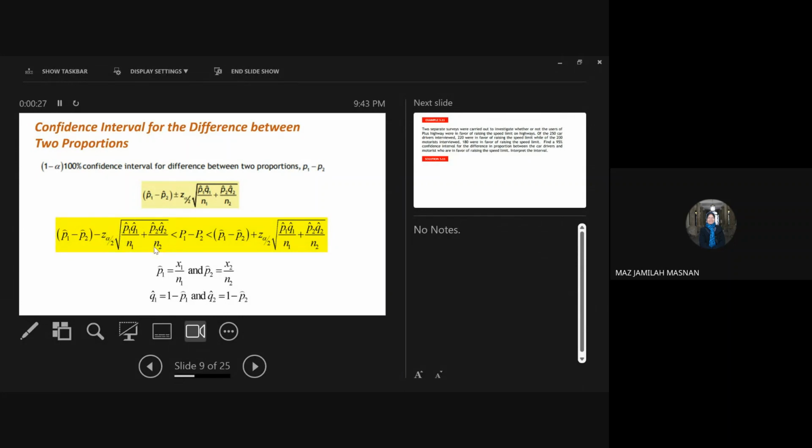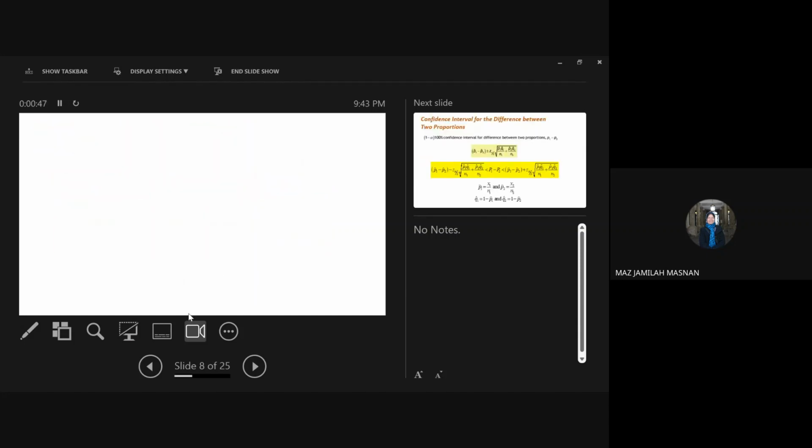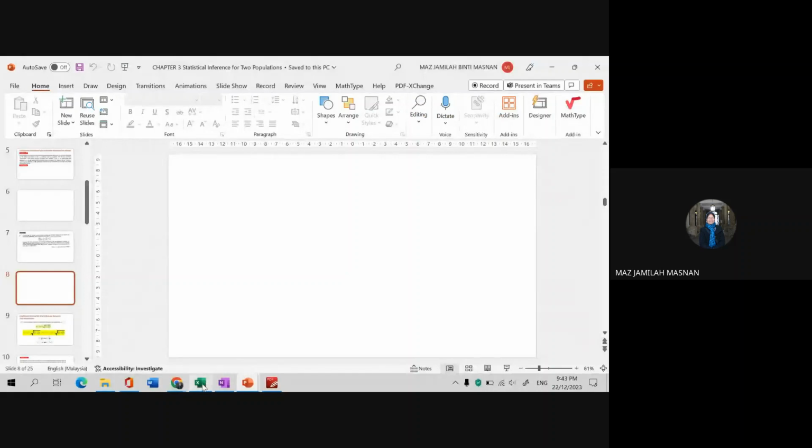And for the standard error, you will be using the multiplication of P hat and Q hat from your given scenario. And again, you have to know how to find the P1 hat, P2 hat. The same goes for the rest of the calculation. Let us move to our Excel.